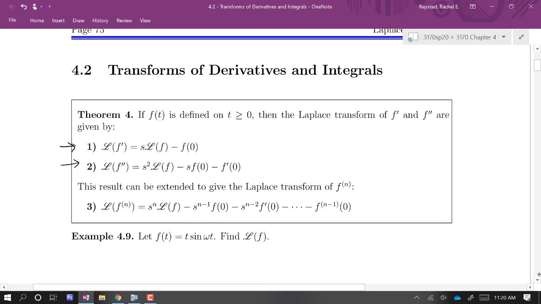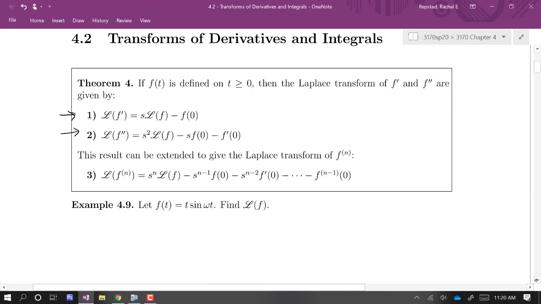These aren't anything you need to memorize, but they'll be handy, so you want to be able to refer back to them. One way in which we can use these formulas is to help us find the Laplace transform of certain functions. So let's say our function is t times sine of omega t, and we want to find the Laplace transform of this function. Well, the first thing I'm going to do is take the first and second derivatives.